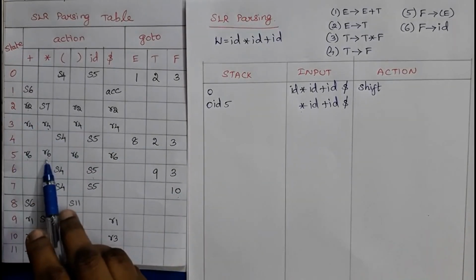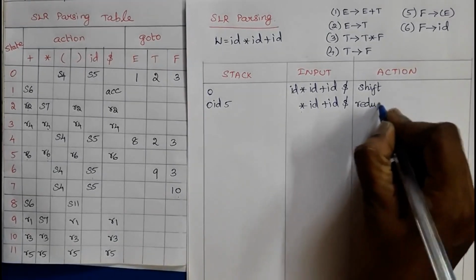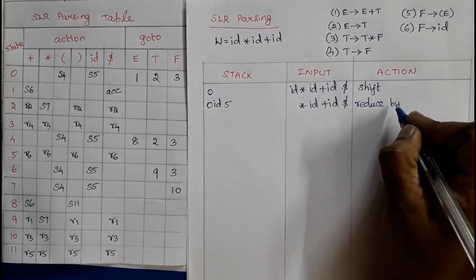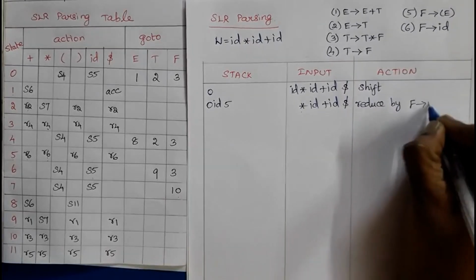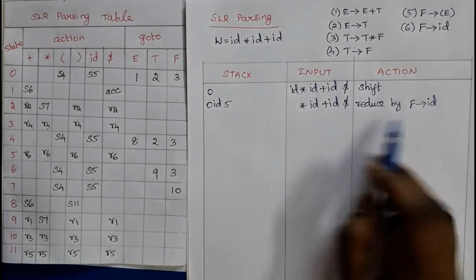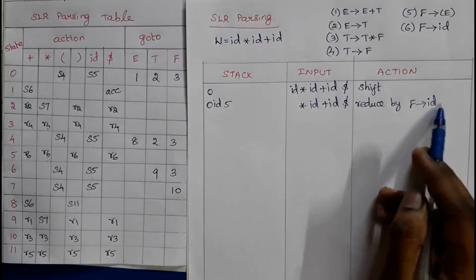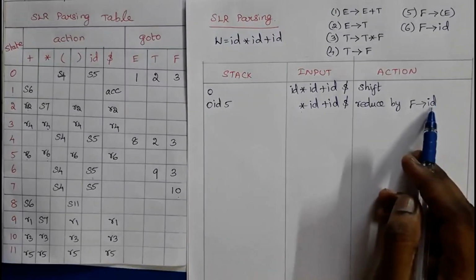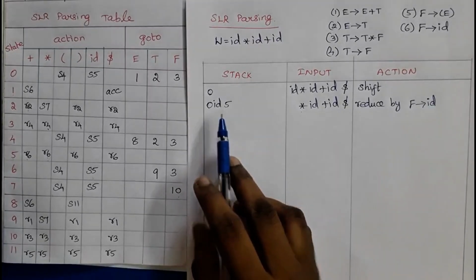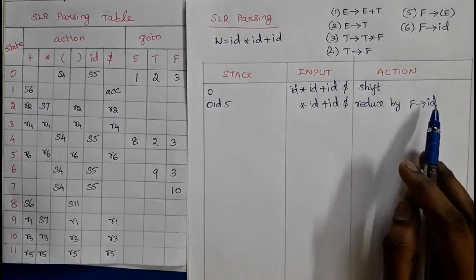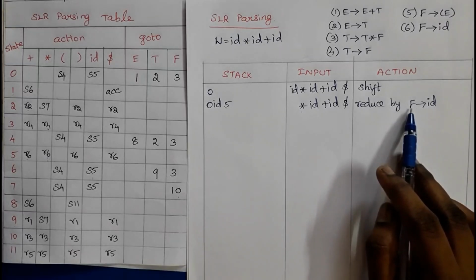Then again check 5 and star. 5 and star is reduce R6, that is, reduce by production number 6. Production number 6 is F goes to id. Now we need to do the reduce action. Reduce action means we replace the right hand side of the production by the left side. We have the handle on the top of the stack, and that handle should be matched with the right hand side of the production and replaced by the symbol on the left hand side.